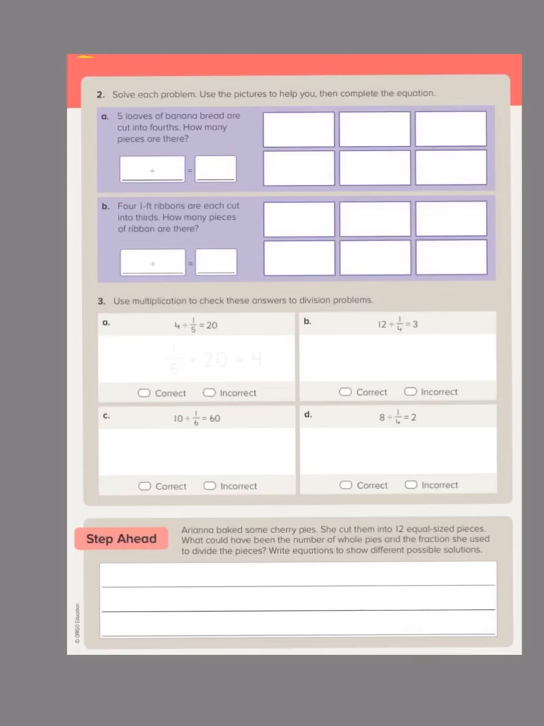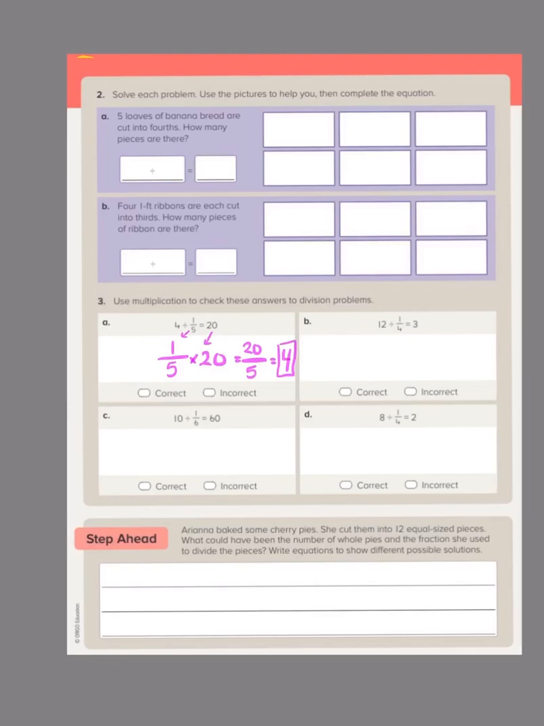Now, the other one is using multiplication to check your problems. Instead of, say, they give you 4 divided by 1/5 equals 20, you're going to turn this into a multiplication problem, and you're going to do 1/5 times 20 equals 4. I know that because 1/5 times 20 is 20 over 5, which is 20 divided by 5, and 20 divided by 5 is just 4 wholes, okay?